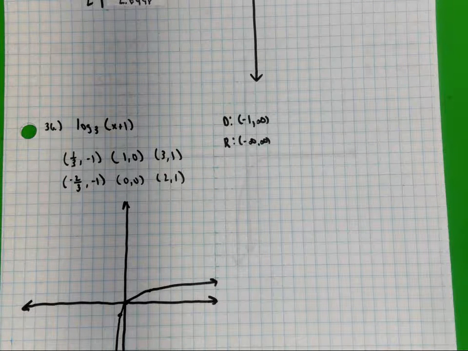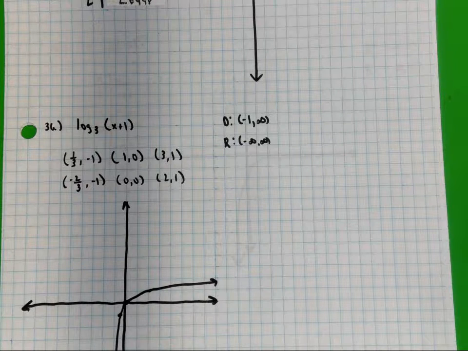Alright, so let's look at number 36 here. I had log base 3 of x plus 1. That plus 1 tells the graph to move what? Left 1. Will that affect your domain? Yes, so your domain won't be 0 to infinity on this one, really.